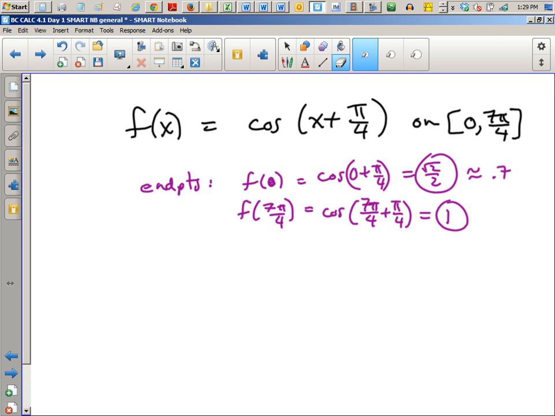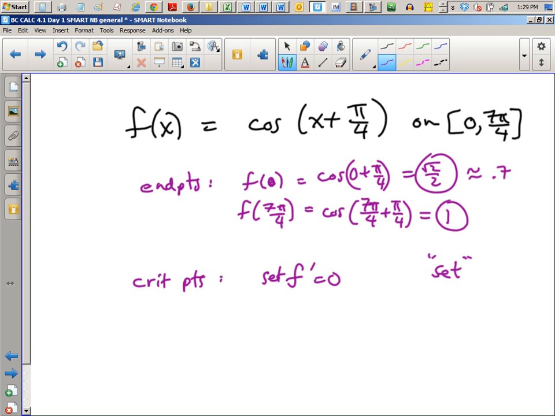So now we're going to take the derivative of cos of x plus pi over 4. This is called finding critical points. And it's a two-phase thing. It's set f prime equal to 0 and set f prime equal to undefined. Okay? It's a two-stage argument. Well, what's the derivative? F prime is negative sine of x plus pi over 4, right? Don't change my angle.